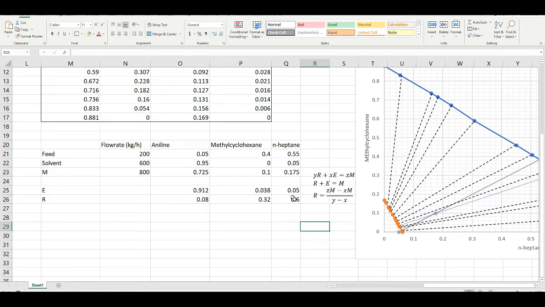Do a little bit of algebra, we'll find that the raffinate flow rate is equal to the mixing composition times the mixing flow rate minus the extract composition times the mixing flow rate, divided by the difference between the raffinate and extract composition. Let's do that.